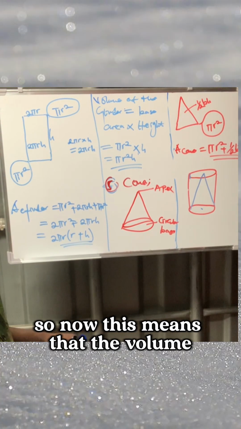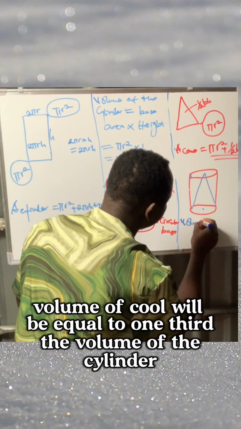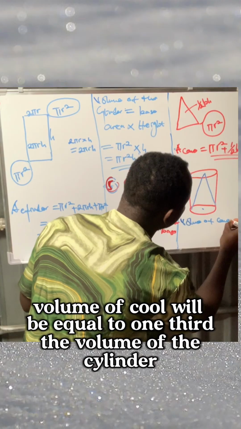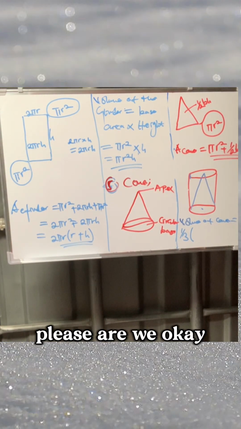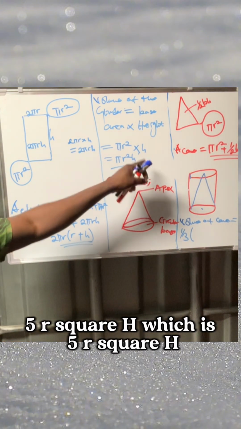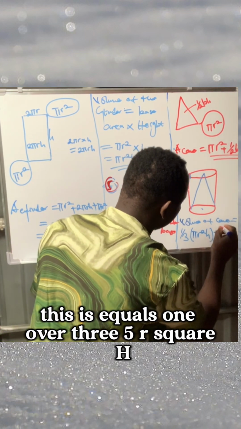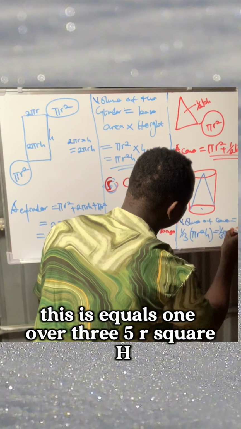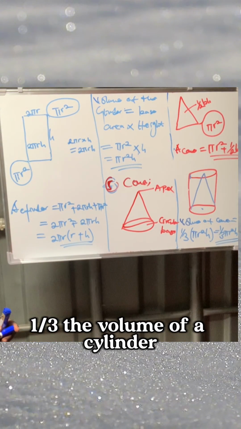Are we okay? So this means that the volume of the cone will be equal to 1/3 the volume of the cylinder. And the volume of the cylinder we found was equal to what? Pi r squared h. So the volume of the cone is equal to 1/3 pi r squared h. Are we okay? 1/3 the volume of a cylinder.